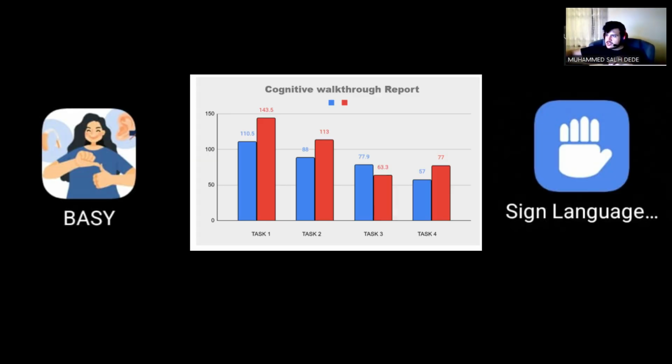And for the whole picture, we can easily say that BASI, which is represented by the blue, is better than the red one in terms of UI and an optimized, user-friendly interface.